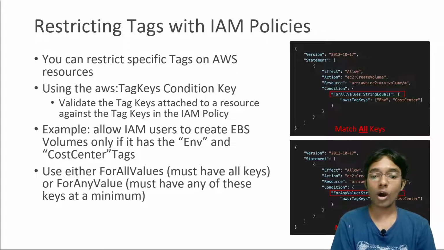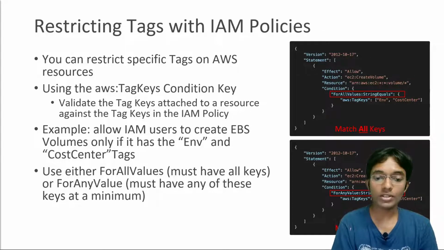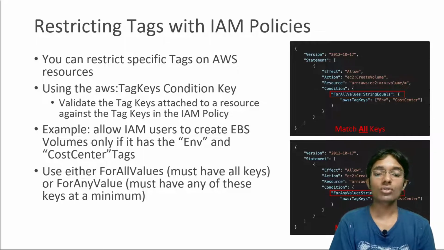And you have an option to also use the ForAnyValue condition key, which means that at a minimum you must have either of these tags. So in the second example here on this slide, if the EBS volume is created with the ENV tag but not the CostCenter tag, it is going to work, and vice versa, because we have the ForAnyValue condition key.